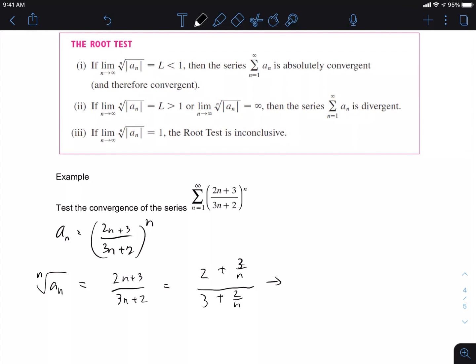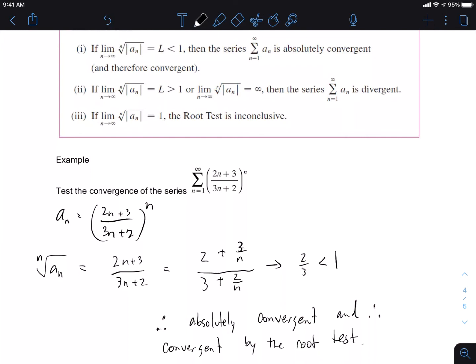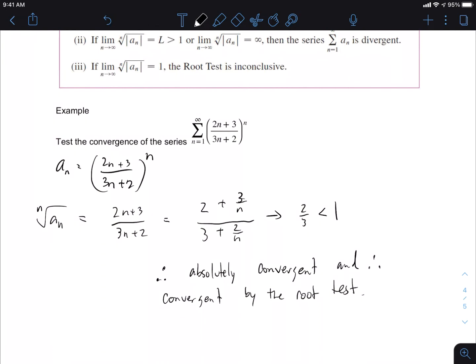That's going to give me, as the limit goes to infinity, 2/3, which is less than 1. So that tells me that this here is going to be what? Oh, wonderful. We know that this will be absolutely convergent, right? And therefore, it will be convergent by the root test. All right?